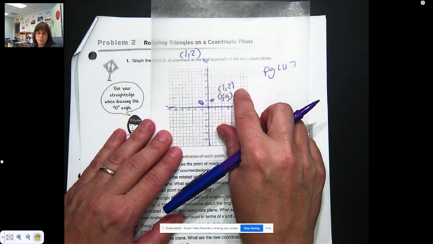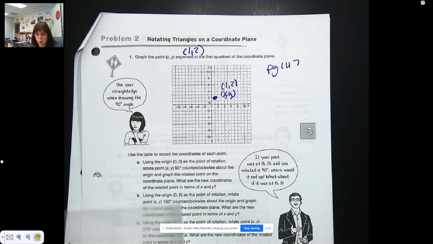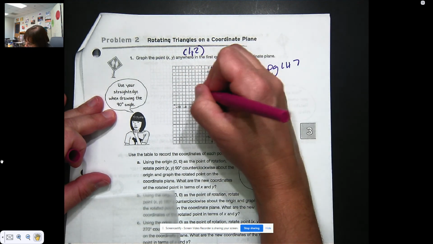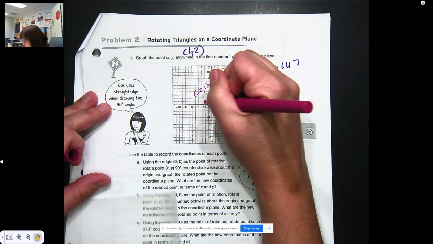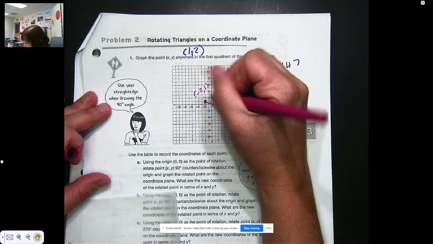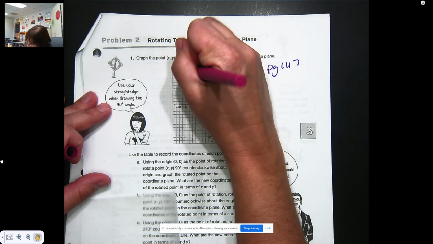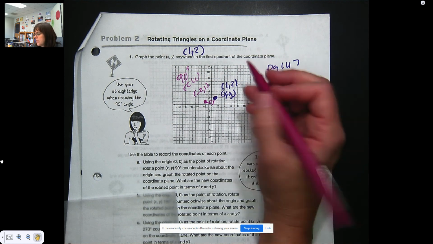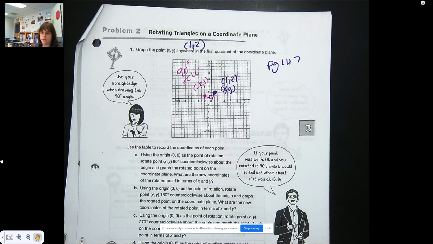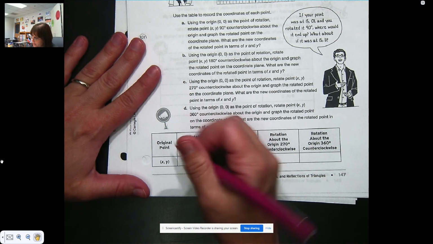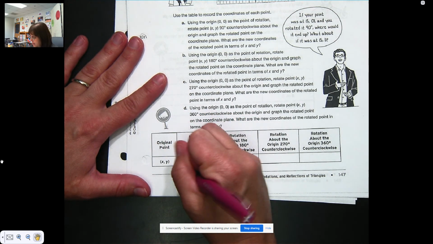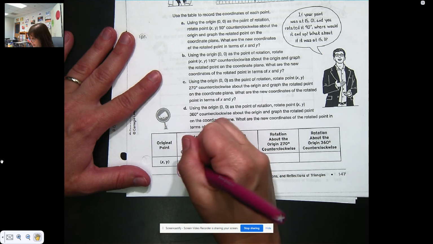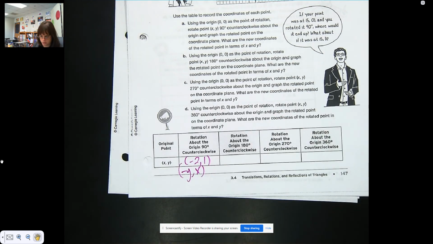So I'm going to lift my paper up and I'm going to put a dot at negative 2, 1. And I'm going to change colors so you can visualize what's going on. Okay. And I'm just going to draw a line back to the point and put 90. And I'm going to label this as my 90-degree counterclockwise rotation. Okay, so you can see that your x and y coordinates flipped and your y became negative. So I'm going to put negative y, x because those coordinates flipped around and this became negative 2, 1.